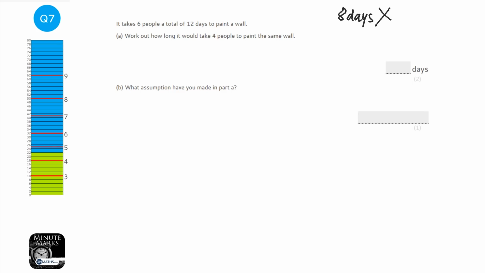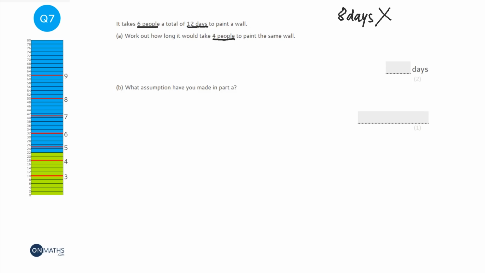And I understand why people put that answer down, but think about it logically. 6 people take 12 days. 4 people, which is less, so you imagine there's a task and you've got 6 people and then you've got 4 people, okay? You'd expect it to take longer. So if it took 12 days before, it wouldn't suddenly take 8 days. Otherwise, why would people employ more people? Why would a foreman employ more builders if less is better? So we know that that's the wrong answer. How do we work out the correct answer?